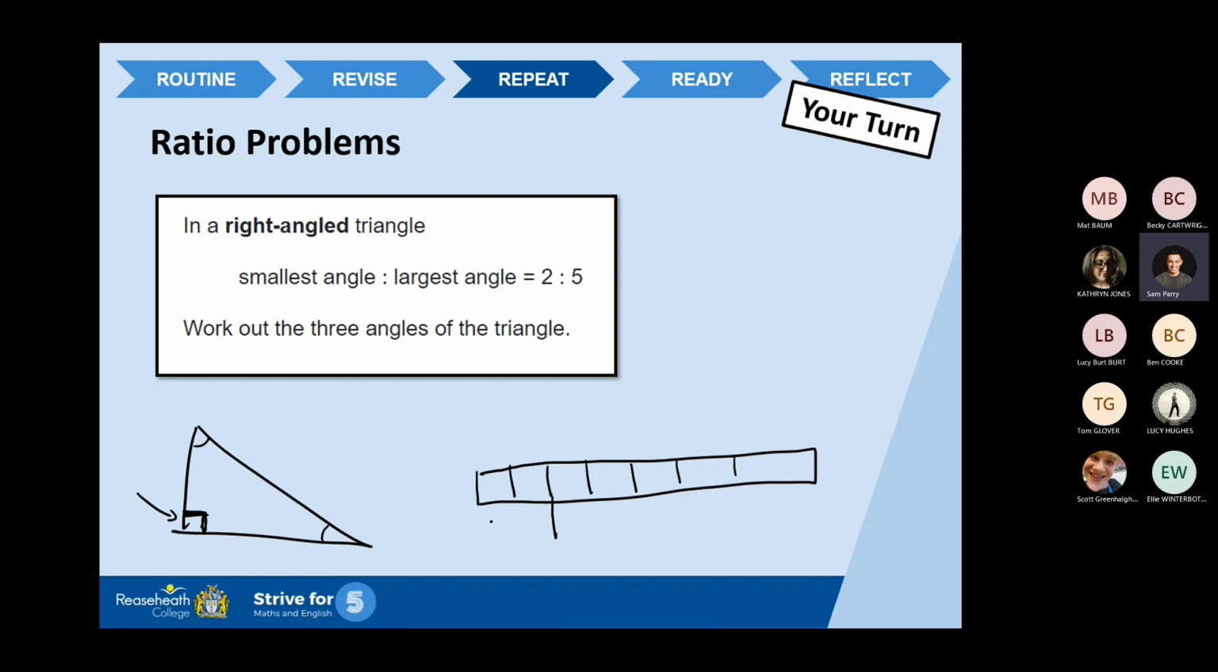The biggest angle, let me put small, large. The largest angle has to be 90 degrees. You can't have these angles being any bigger because then it would no longer be a triangle. Okay, so that's your biggest angle. That's 90 degrees. You can do 90 divided by 5 is 18 degrees. So 18 degrees in each box. That means this one, the smallest angle must be 36 because 2 lots of 18 is 36.